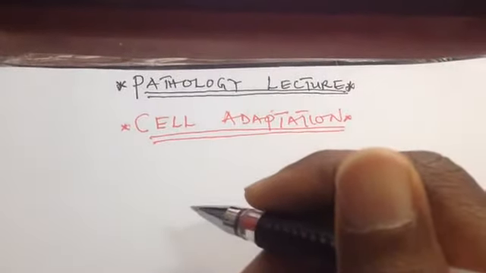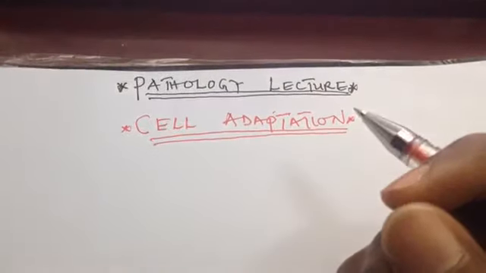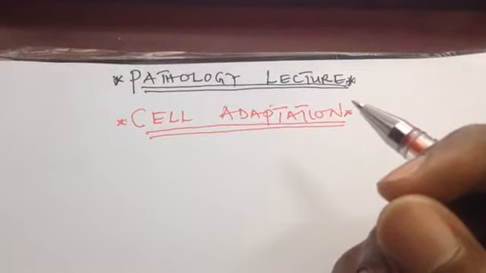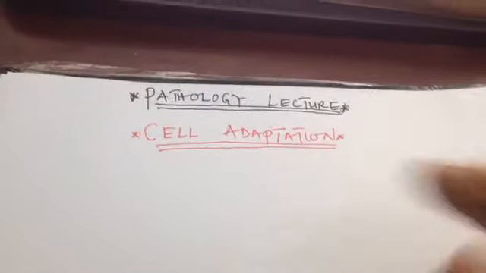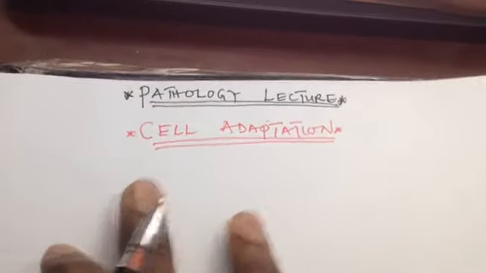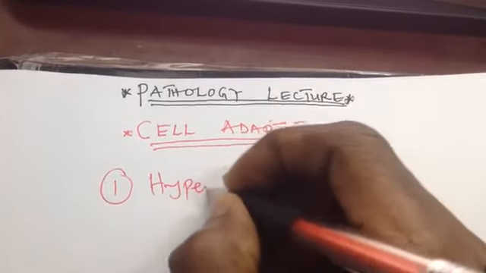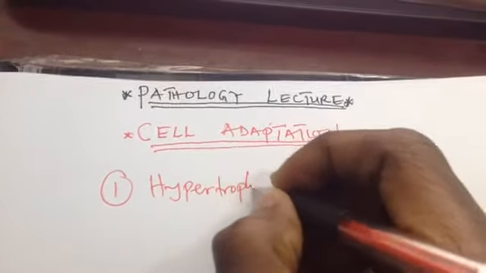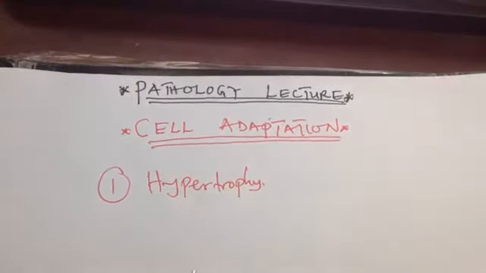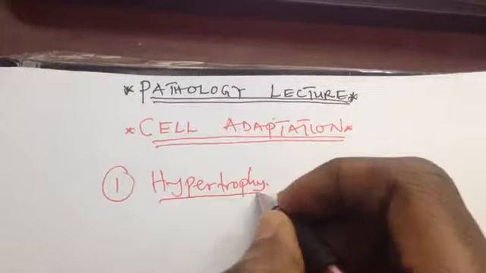So what are the types of cellular adaptation? How do these cells adapt? The cells of our body adapt via several mechanisms, but the most important ones we discuss here. Number one, we have hypertrophy. So what is hypertrophy actually?